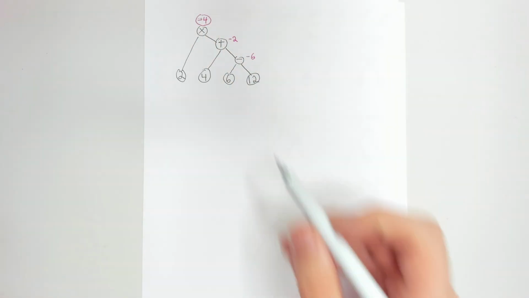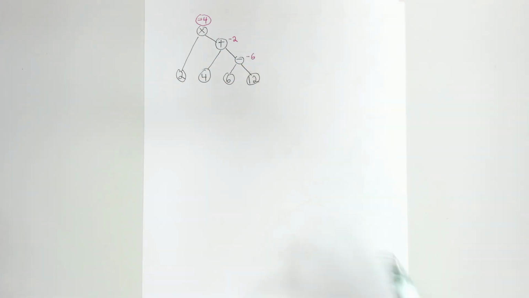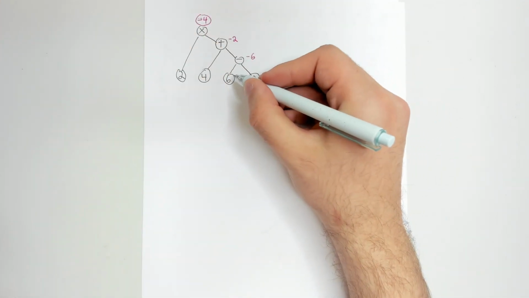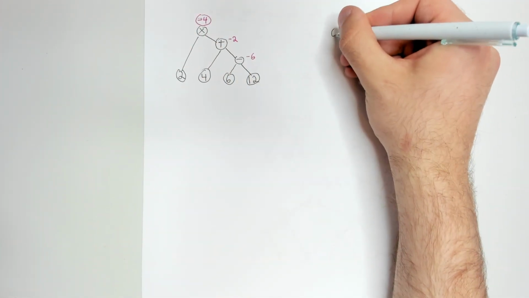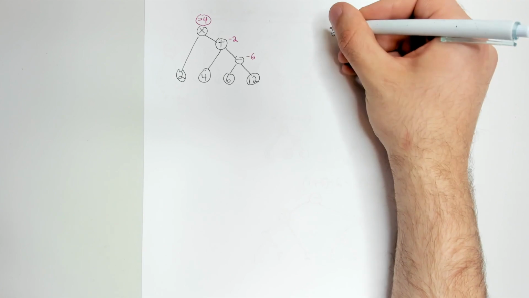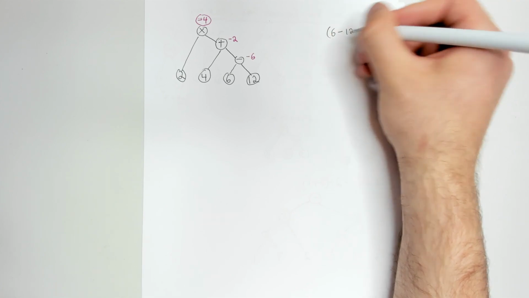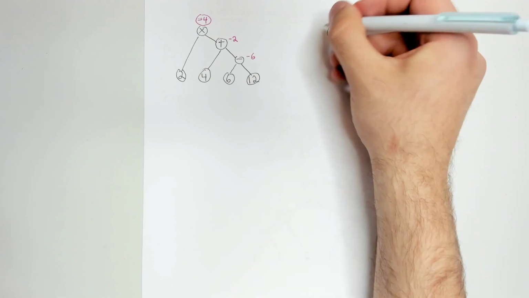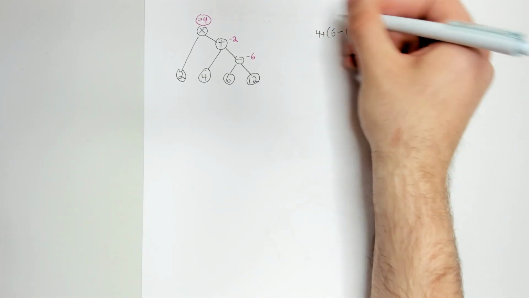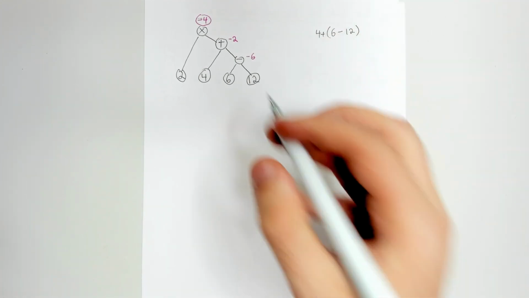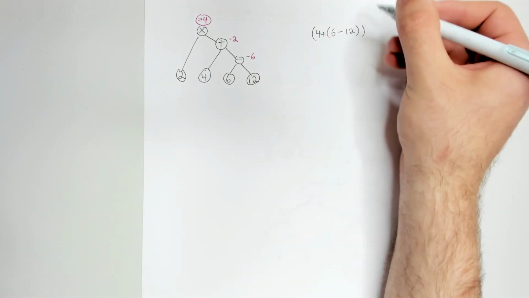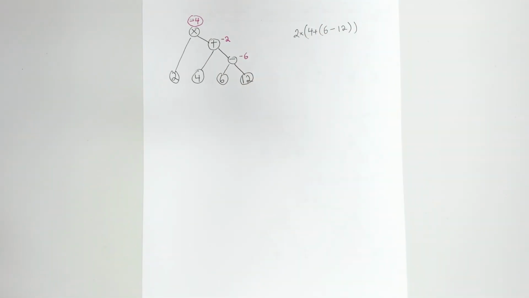Now, if we wanted to write this expression tree as a regular expression where we're not using a tree, we just follow the tree. So what did we do first? We did 6 minus 12, right? So 6 minus 12, and let's put that in parentheses. And then next up, we did 4 plus all of that. So we do 4 plus this statement here. And then lastly, we did 2 times that entire thing. So we're going to put this all in brackets once again, and we're going to do 2 times that.